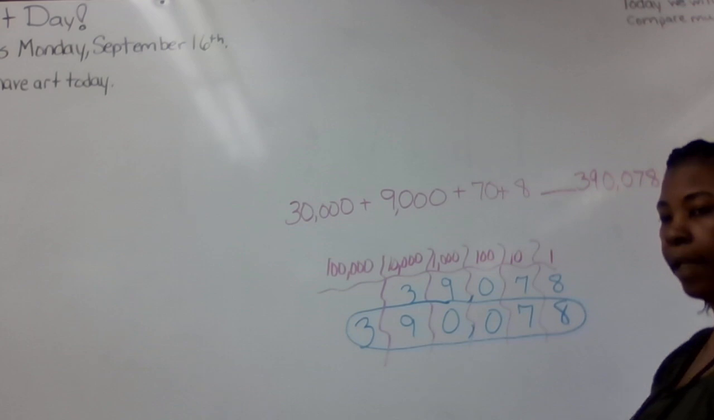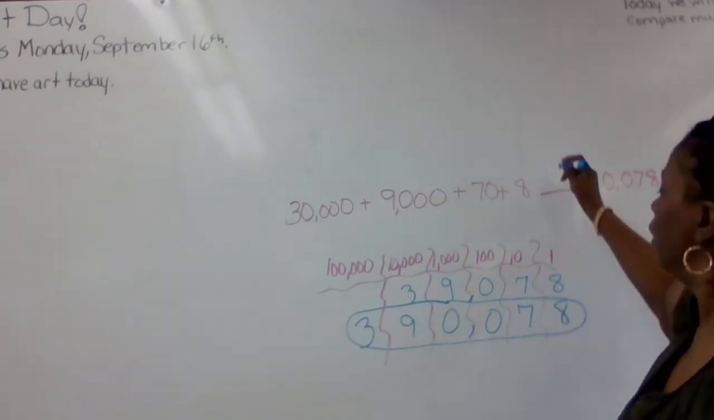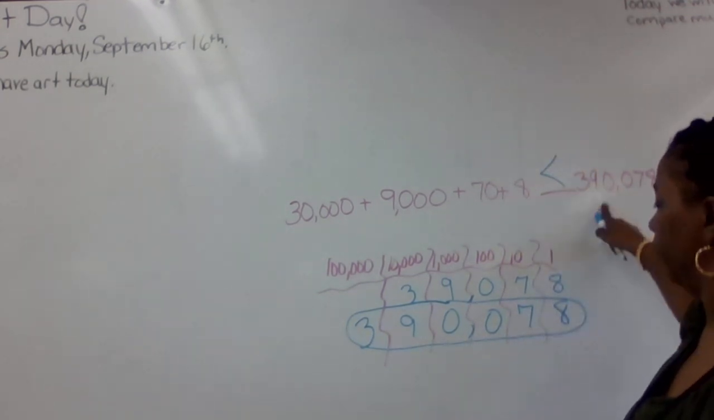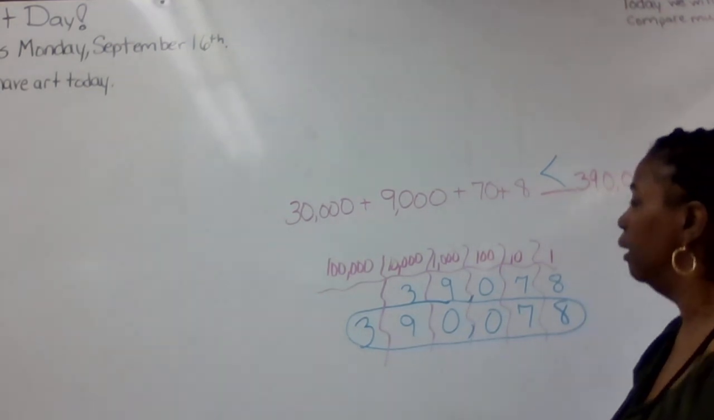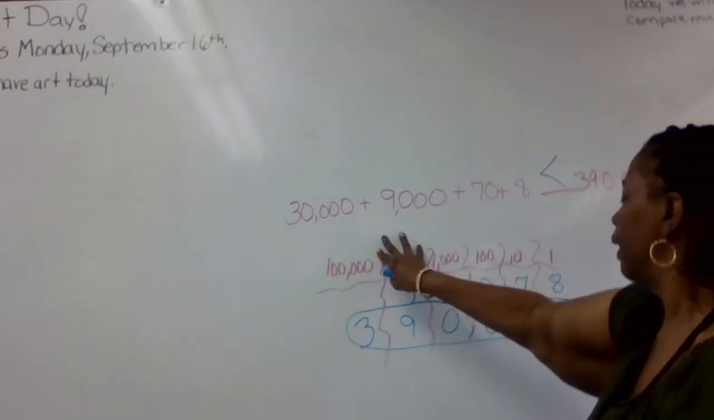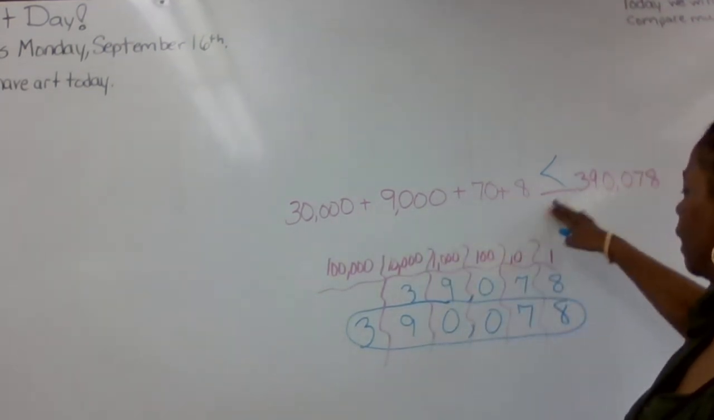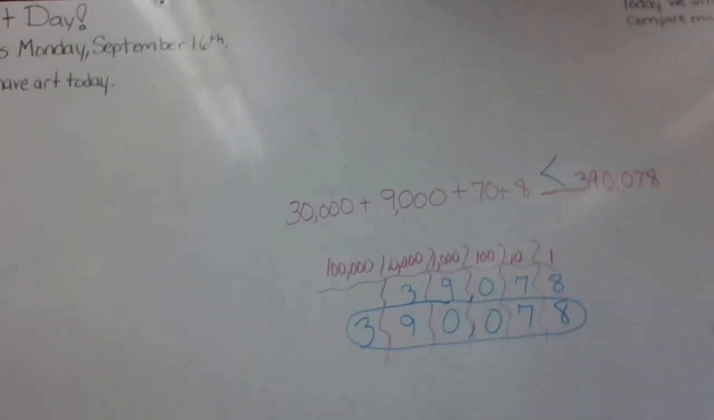And therefore the alligator mouth is going to be open to the largest number, which we said was the second number. And it will read 39,078 is less than 390,078.